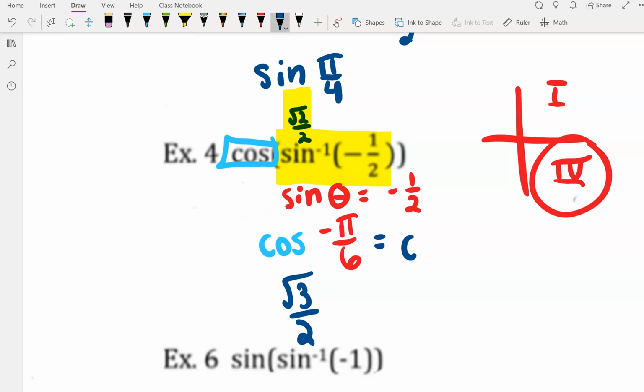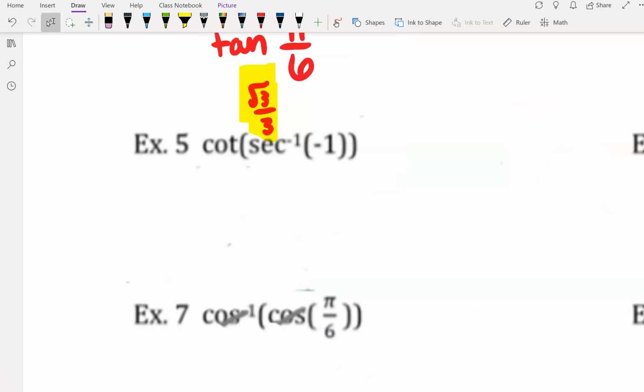So cosine of negative pi over 6 equals cosine of positive pi over 6. So we're going to be dealing with some reciprocals here. Again, I don't like dealing with secant, so I'm going to change this to cosine of some angle equals, and then I just need to do the reciprocal of negative 1. Well, the reciprocal of negative 1 is still negative 1, because negative 1 over 1 is the same as negative 1. So we need to find cosine of theta equals negative 1. And that's going to be pi.